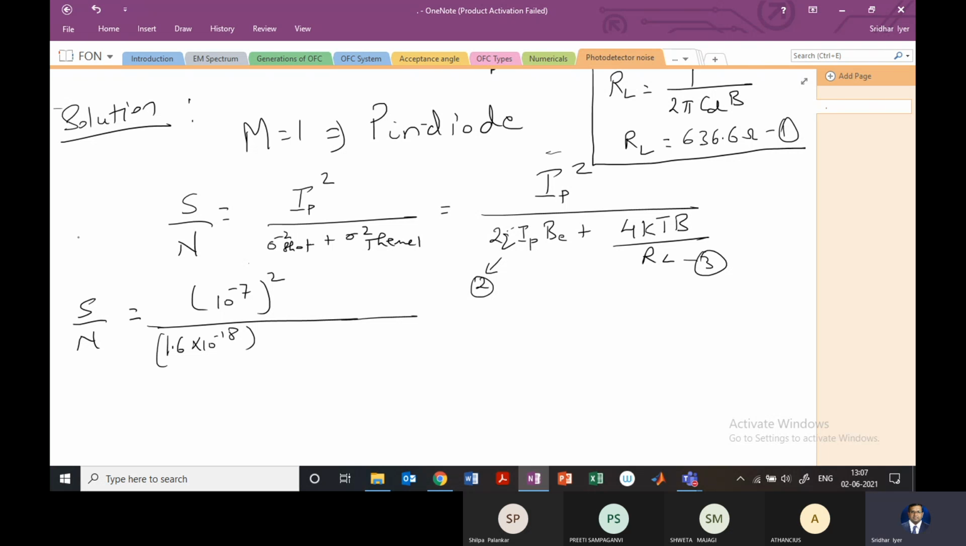No, you can't get 4 because see, you have 2, then you have 50. No, you'll get 1.6 only. Check again. See, this is the sigma square shot.